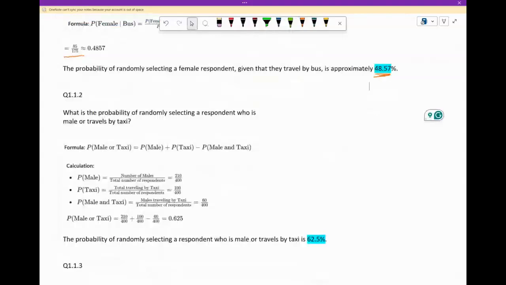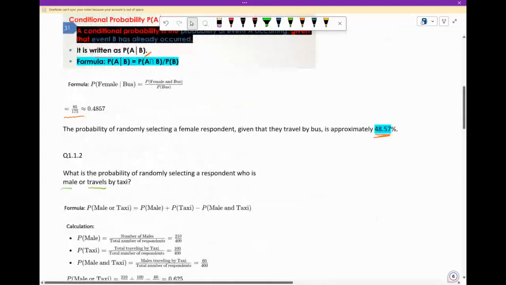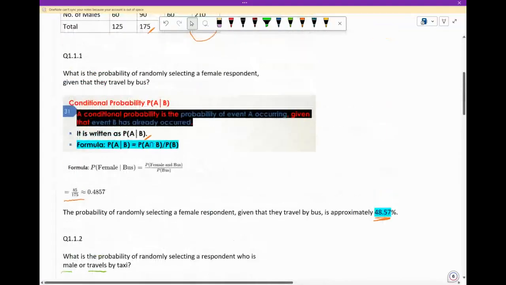what is the probability of randomly selecting a respondent who is male or travels by taxi? What do we know whenever we see the word or, before you see the answers? What is the probability that Aubrey will come to class or that he will be just on campus? Can you see when we use the word or, we're happy with any of the outcomes?